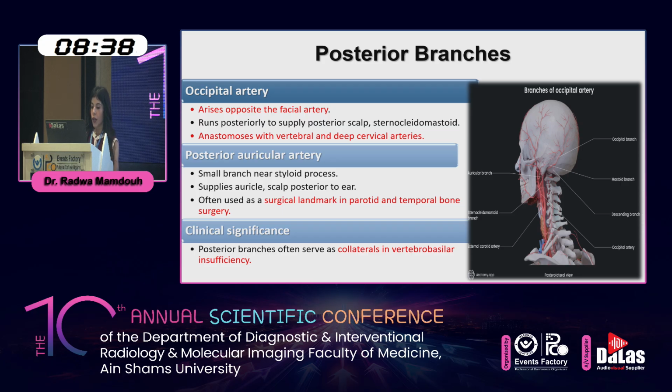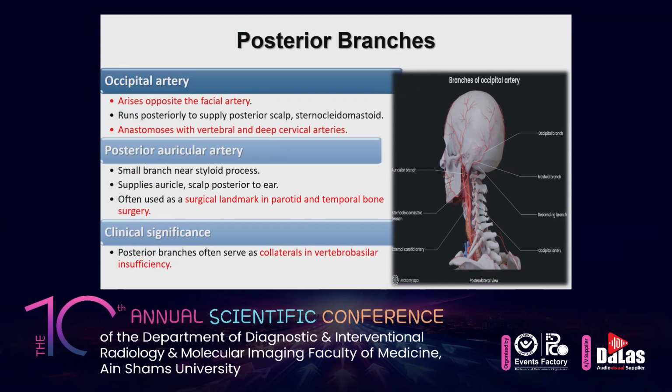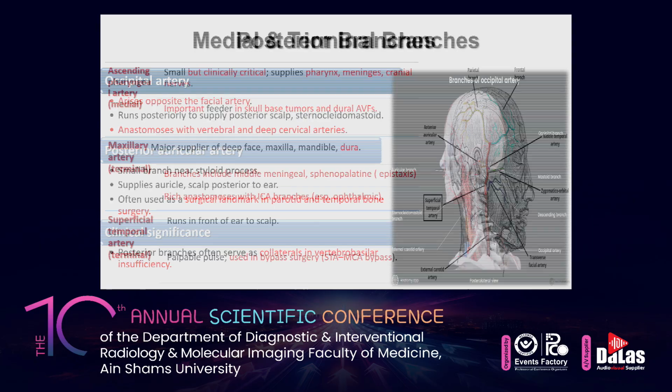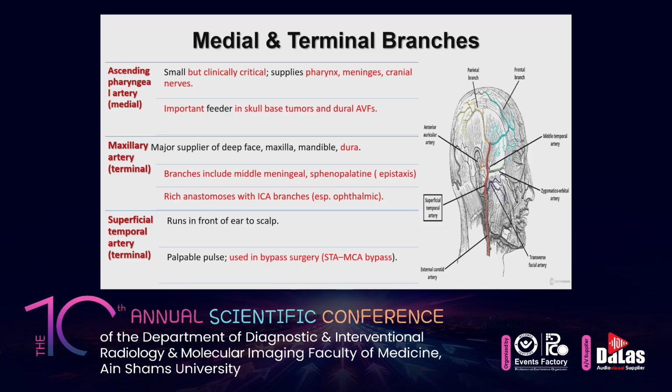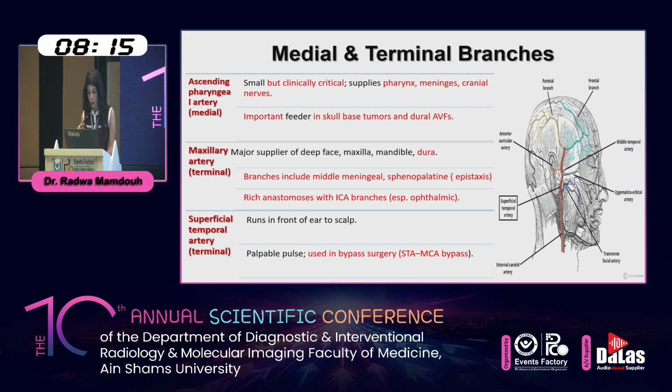The posterior auricular artery is often used as a surgical landmark in parotid and temporal bone surgeries, and both these arteries, or the posterior branches, serve as collaterals in vertebrobasilar insufficiency. The medial branch, the ascending pharyngeal, is a tiny one, but it's very clinically critical. It's a very important feeder in skull-base tumors and dural AV fistulas.